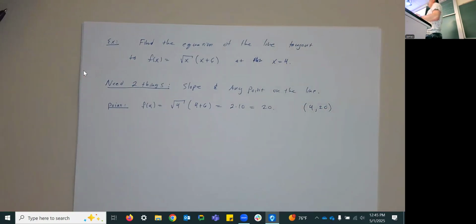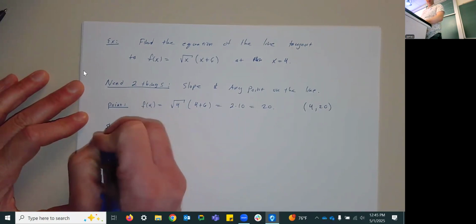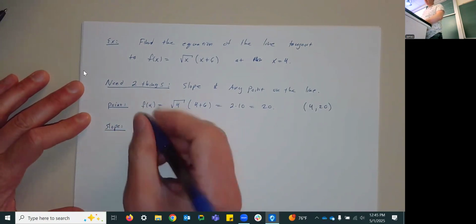And then we also need to find the slope. This is calculus, and when they say find the slope of a tangent line, what that means to us is that we're going to find the derivative of our function and then plug in the appropriate value to find the slope of the tangent line at that point. So to find the slope, we're first going to take the derivative.